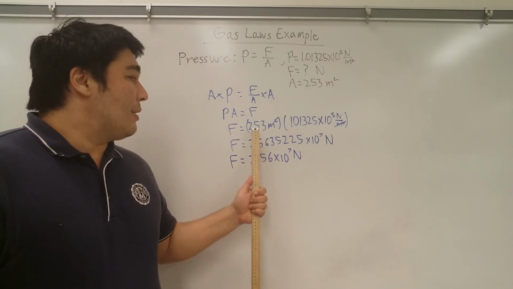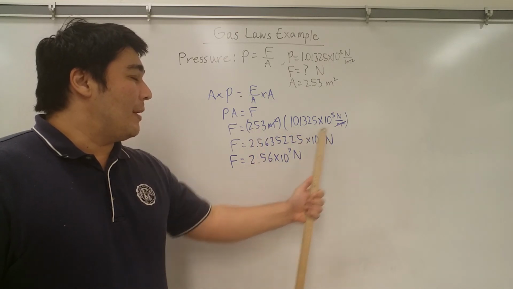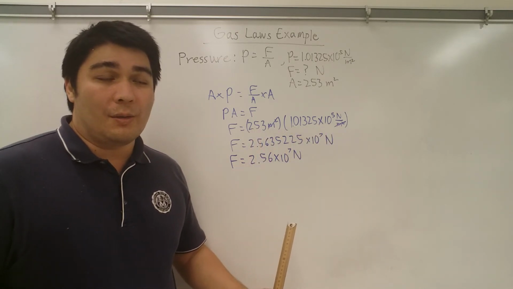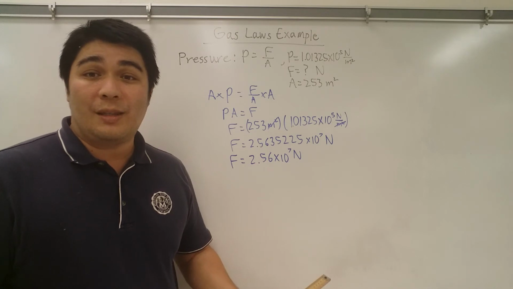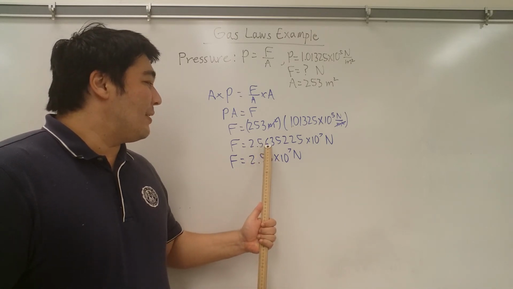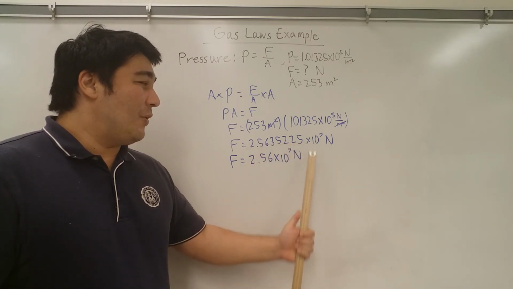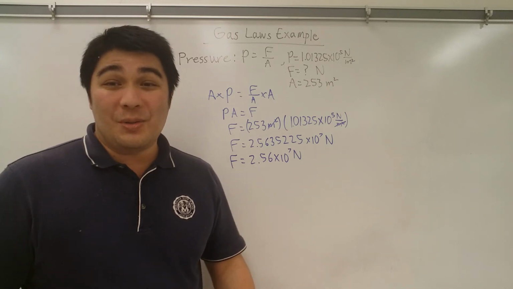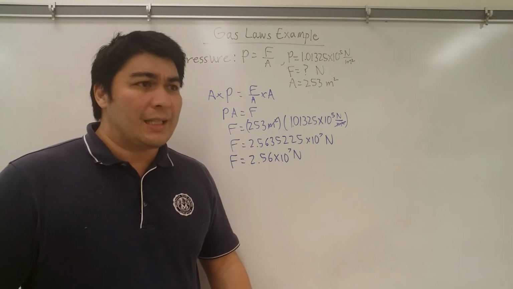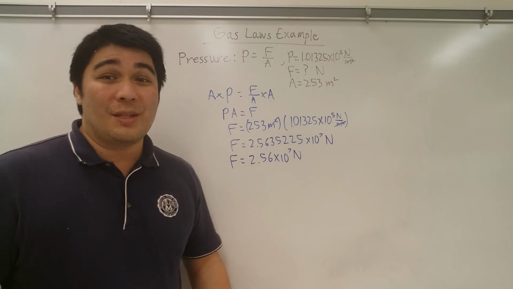So what I do from here is I take my 253, multiply it by 1.01325 times 10 to the 5th, and what I get is 2.5635225 times 10 to the 7th newtons. And you could say, wow, that's a big number. And the answer is yes.